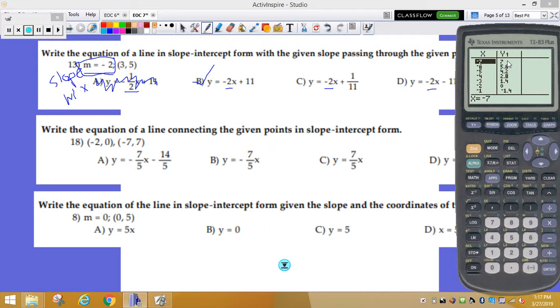Now, just to ram this in your head, because you have to know this, you need to check both of them. Don't just check for one of them and assume you're right. You need to make sure it goes through both of them.